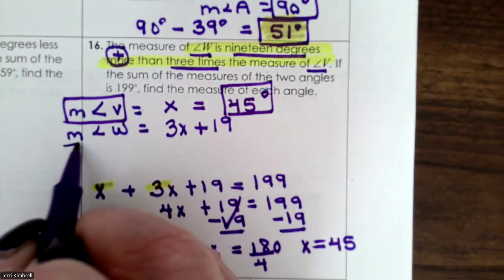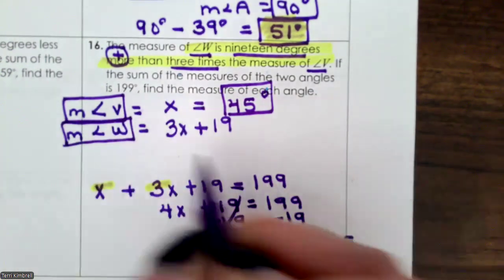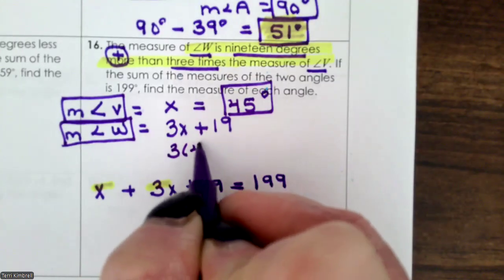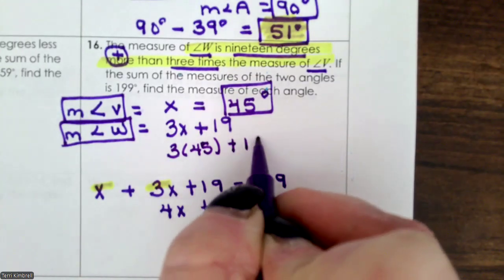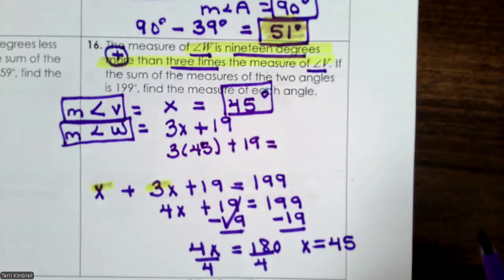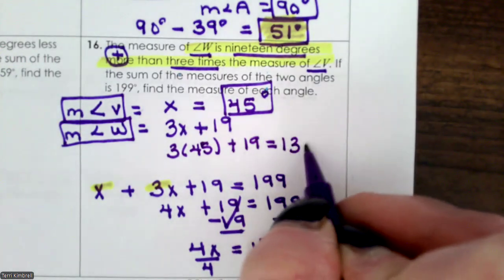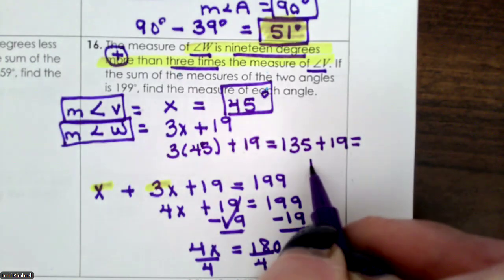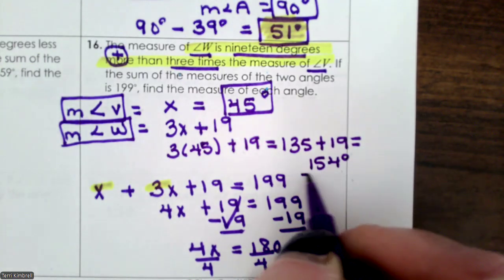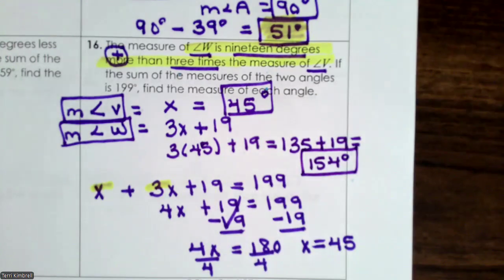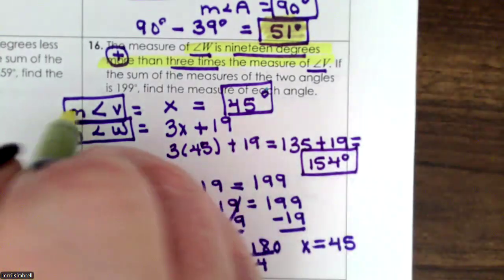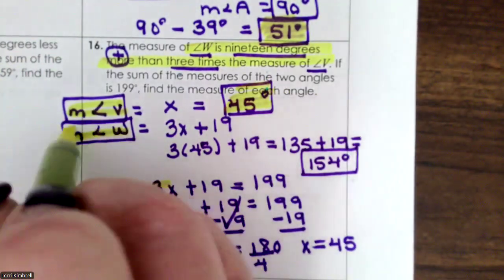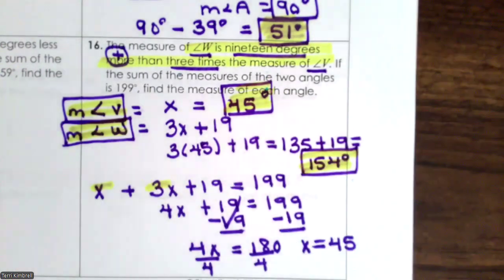Okay. Now to figure out angle W, I have to plug in x, 3 times 45 plus 19. And that's going to give me 135 plus 19, which comes out to be 154 degrees. So your answer is going to be V measures 45 degrees and W measures 154.